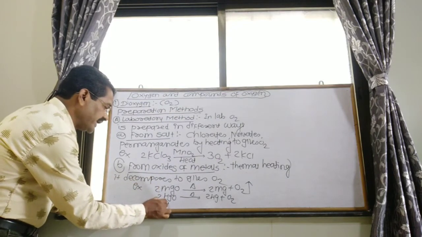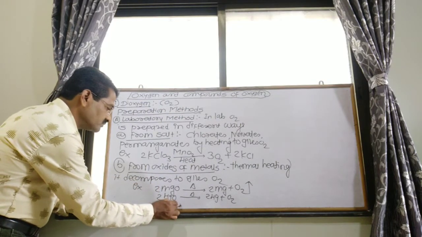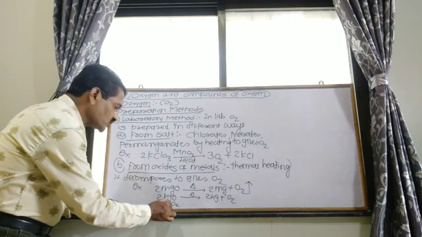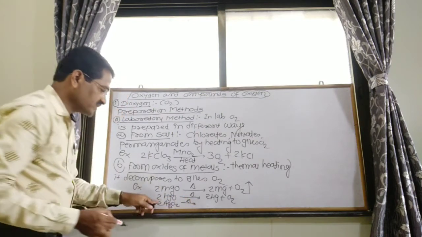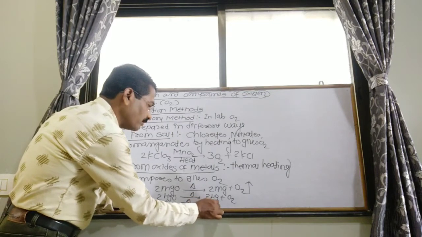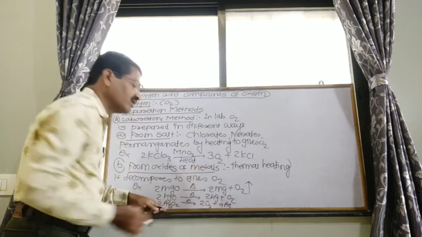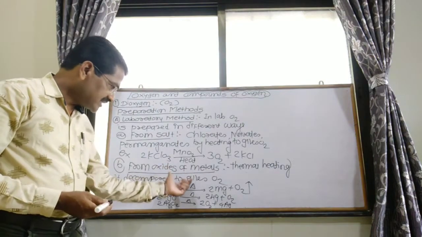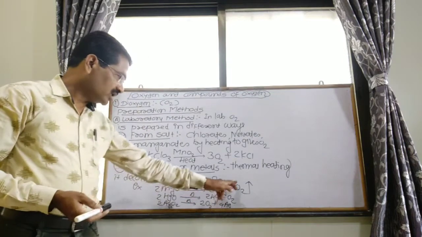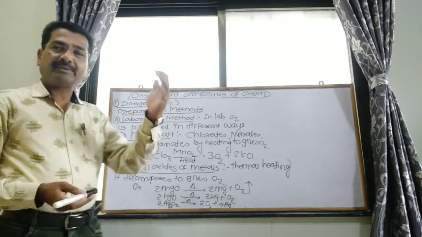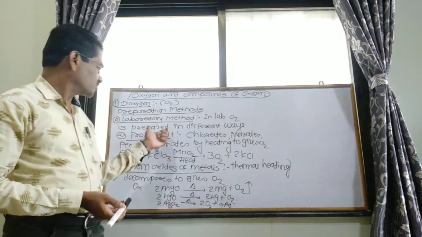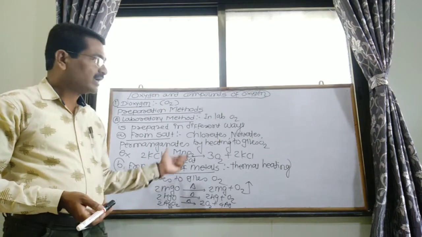Otherwise, silver peroxide, 2Ag2O2, gives 2O2, oxygen, plus 4Ag. So all these are examples of metal oxides. Whenever they are heated at high temperature, they produce oxygen. So this is the second laboratory preparation method of dioxygen. First is from salt, second from oxides of metal.